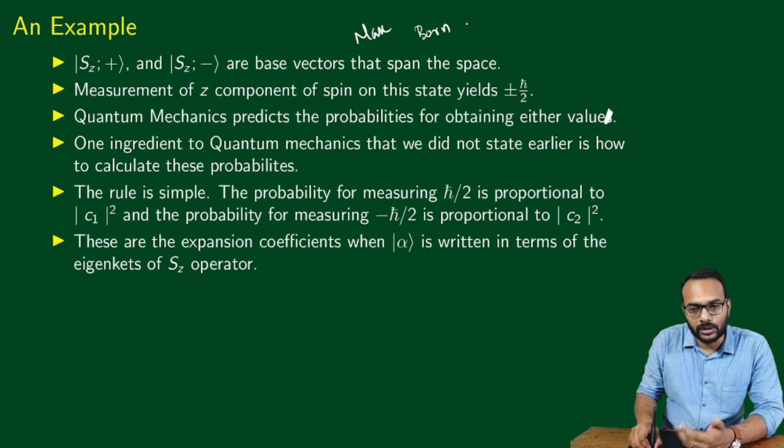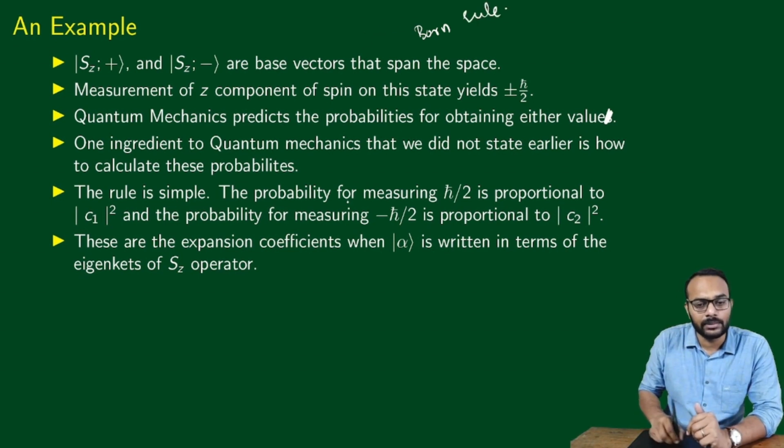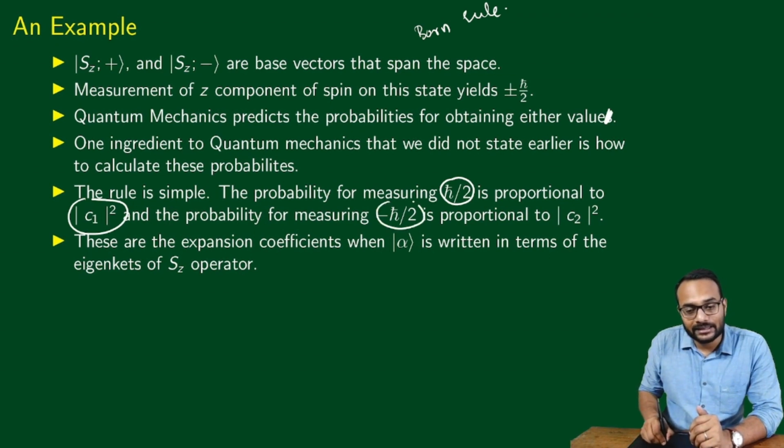Named after Max Born, you could call it the Born rule. The rule is quite simple. The probability for measuring plus h cross by 2 is proportional to modulus of C1 square, and the probability for measuring minus h cross by 2 is proportional to modulus of C2 square.